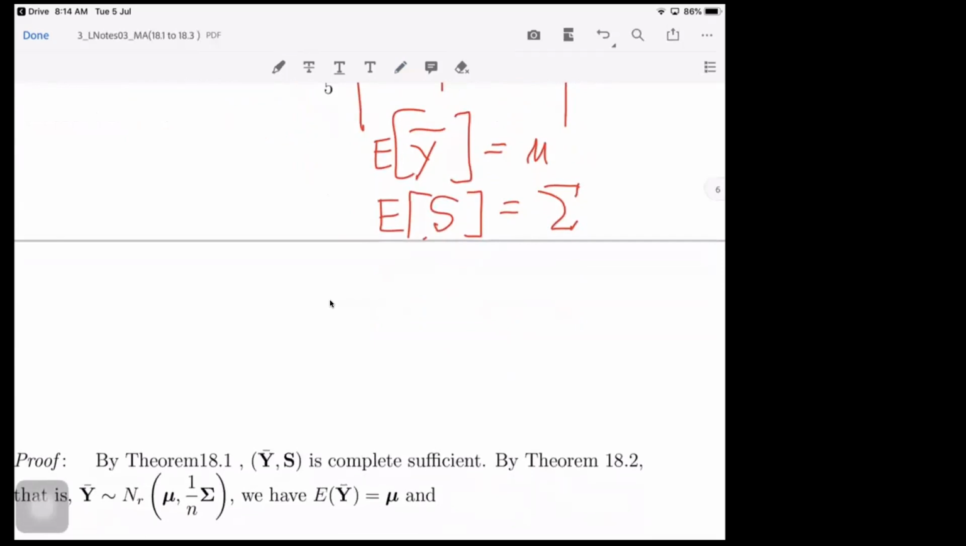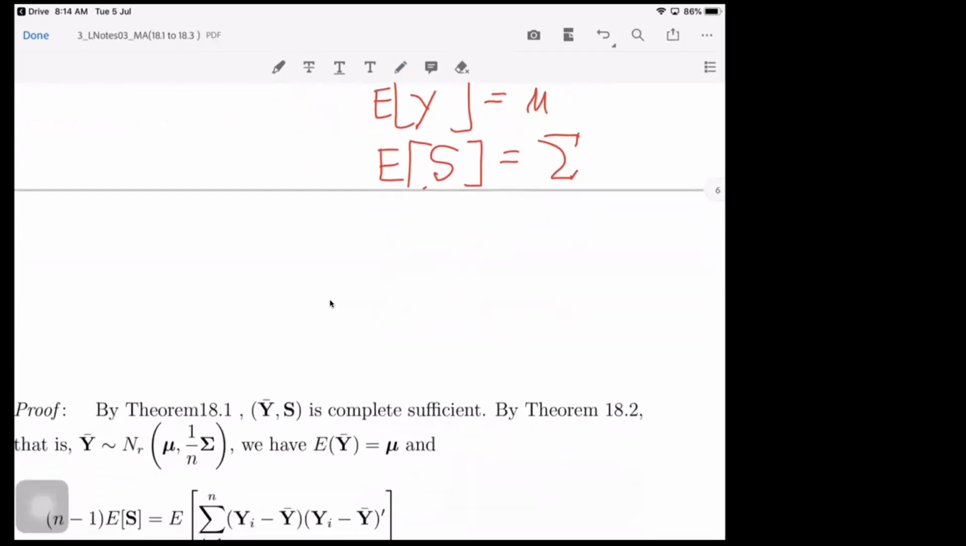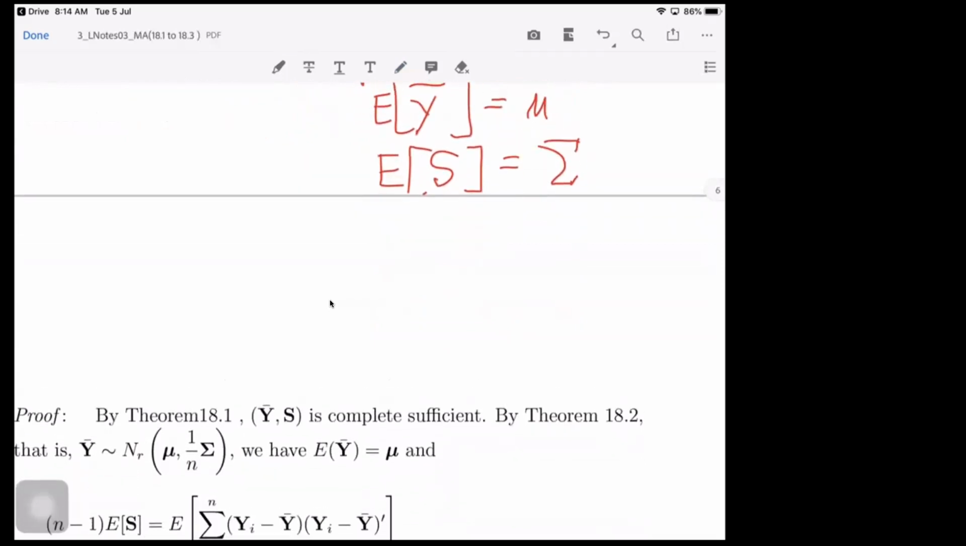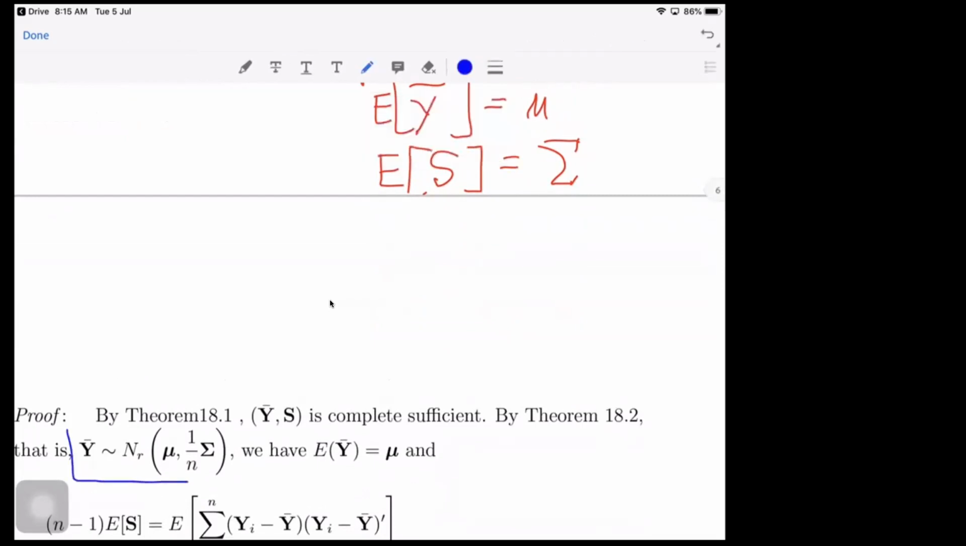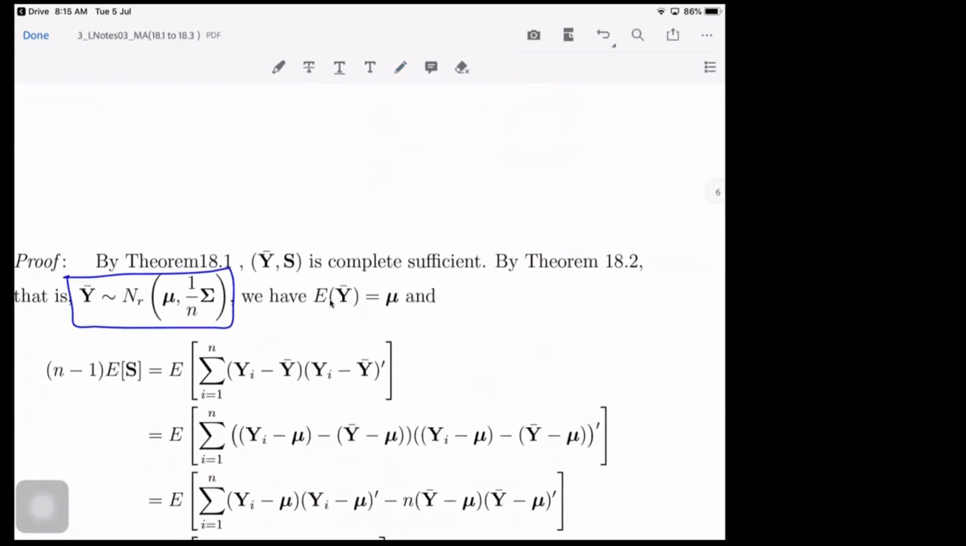To show that y bar is unbiased, by theorem 18.1, we know that y bar is normally distributed with a mean of mu. So automatically from this result, we can say that the expected value of y bar is mu.